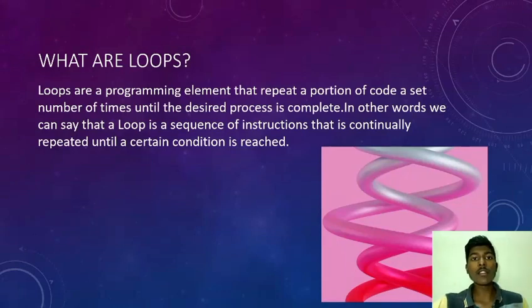Before we discuss the nested loop, first we need to know what loops are. Loops are a programming element that repeat a portion of code a set number of times until the desired process is complete. In other words, a loop is a sequence of instructions that is continually repeated until a certain condition is reached. If we have to perform a program using loops, we need to apply certain conditions in it. If the first condition is true, then the program is executed. If it is not true, then the second condition is executed or the program will end.